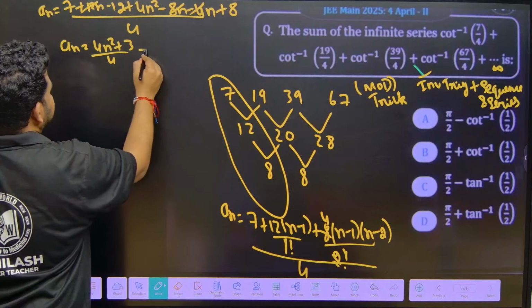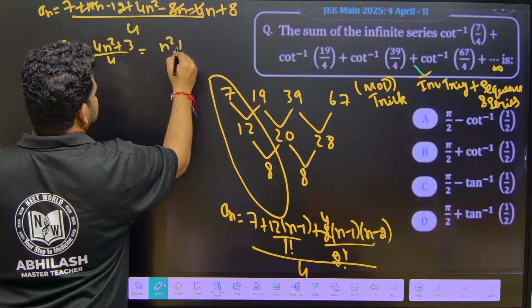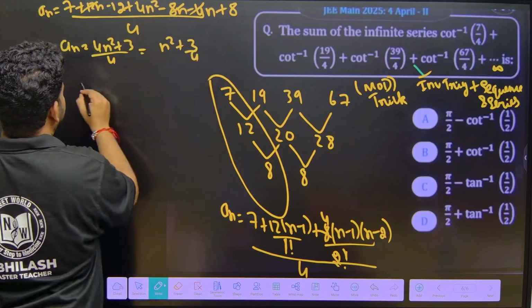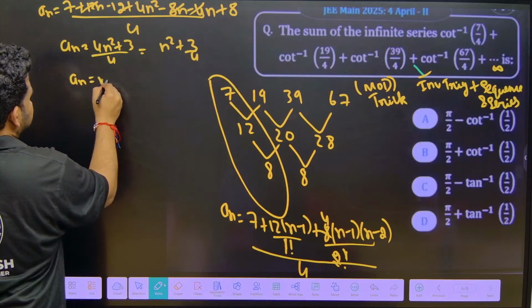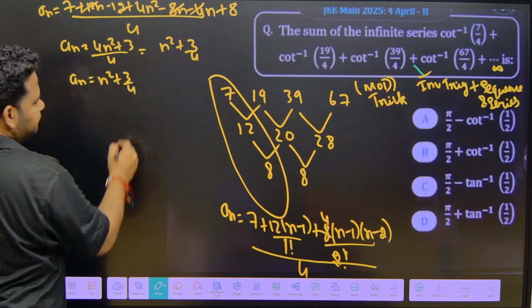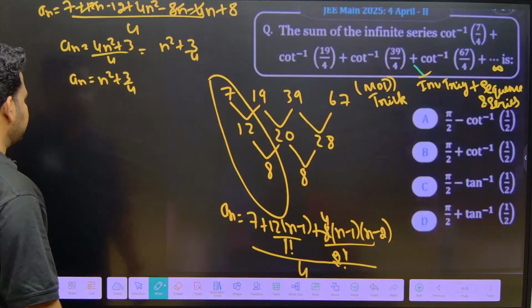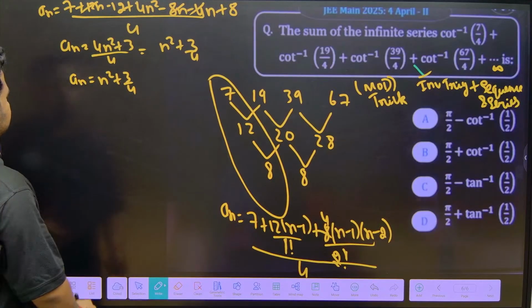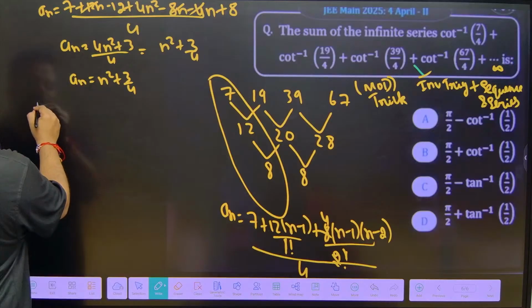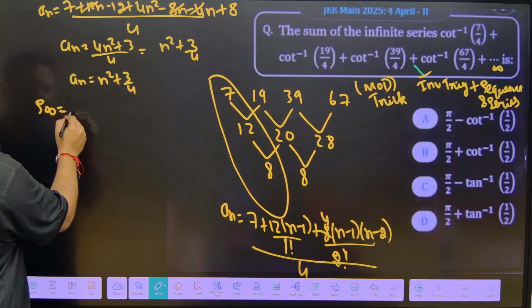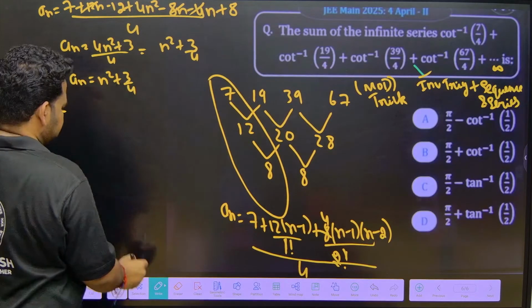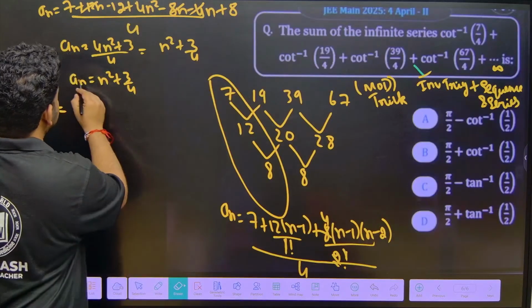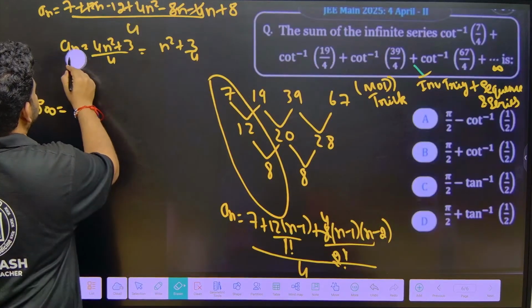Let me separate and divide it. I will get n square plus 3 by 4. So an is equal to n square plus 3 by 4 I have. Now we have to find the sum of an infinite number of terms. Actually this should be not just this one.